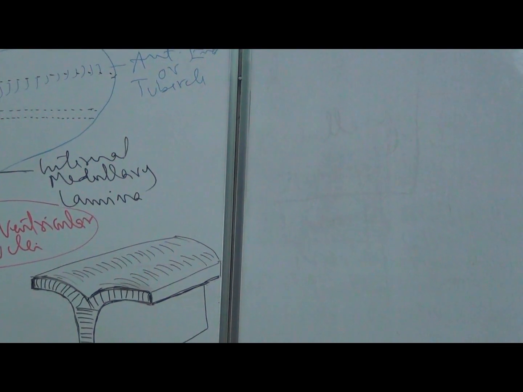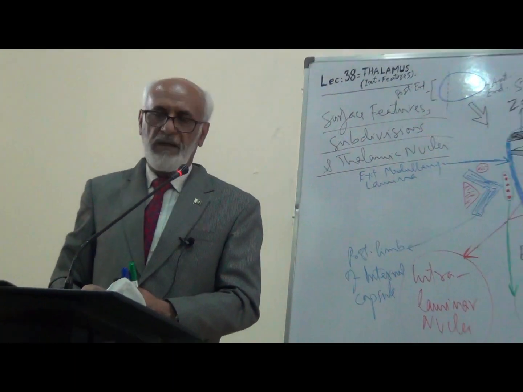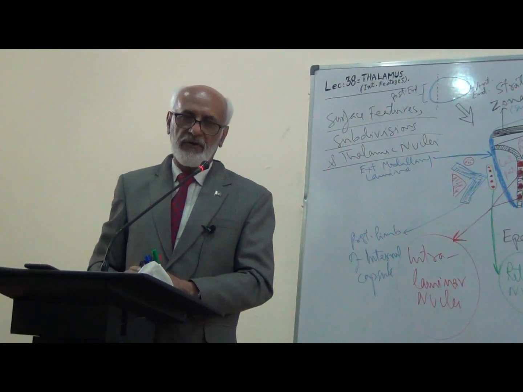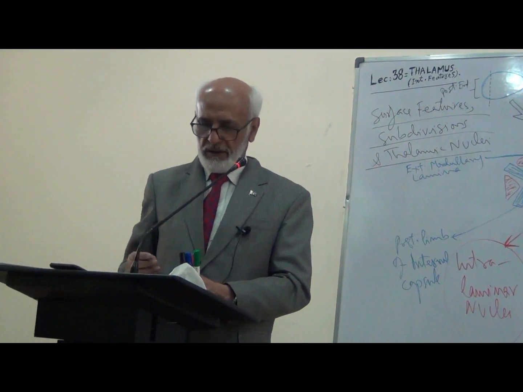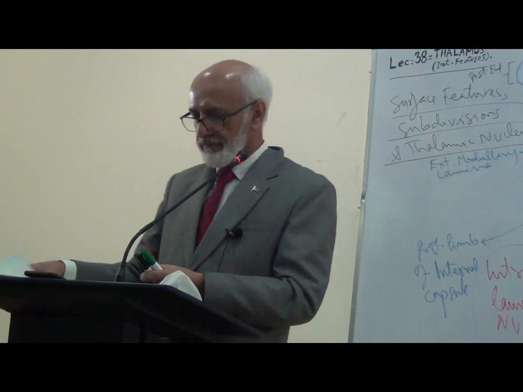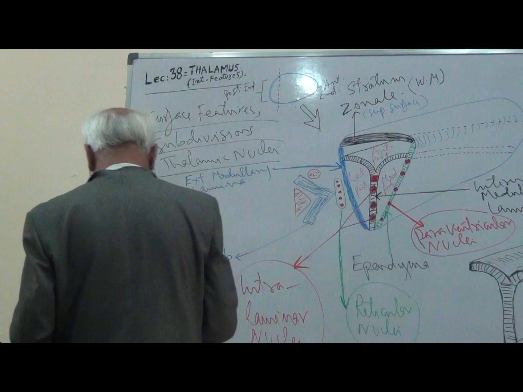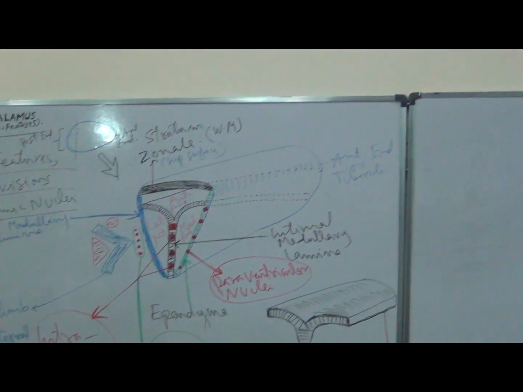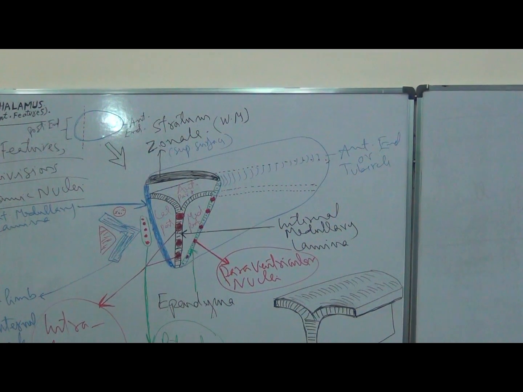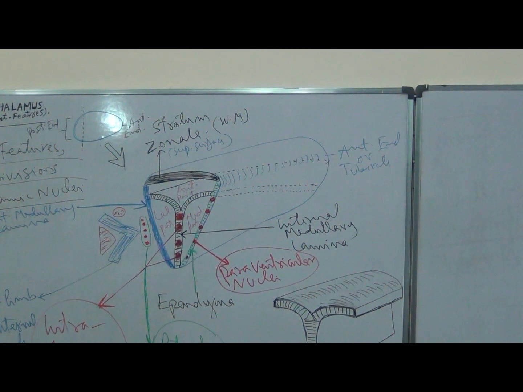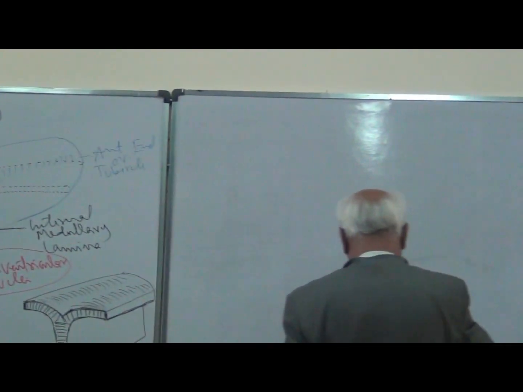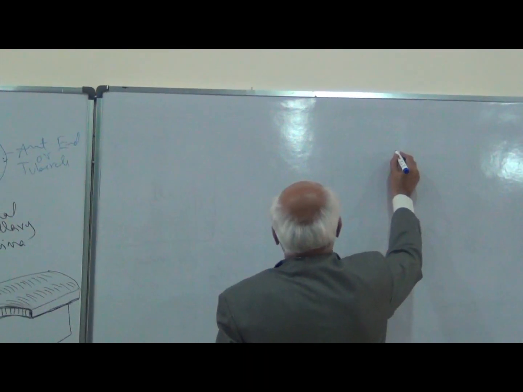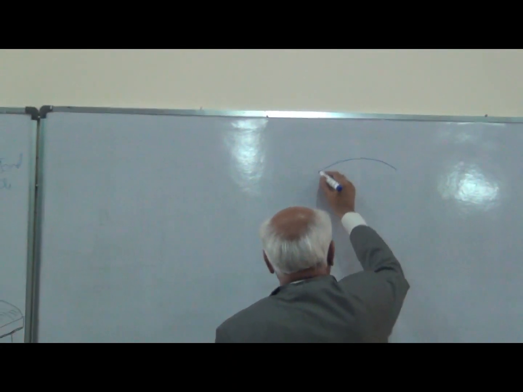Now we will discuss the further detailed structure of the gray matter of the thalamus, that is the different major nuclei, their connections, their functions, and their locations. Suppose this is a horizontal section through the thalamus.